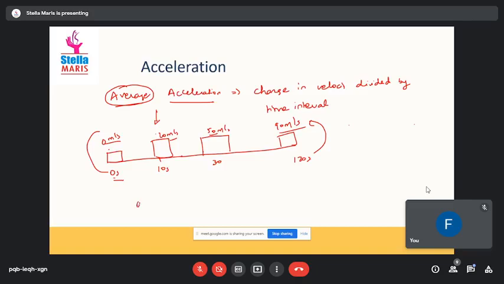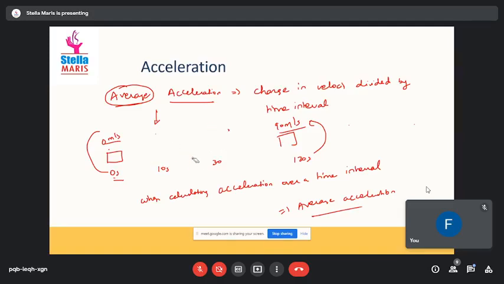You understand this? So what do you mean by average acceleration? When you are calculating acceleration over a time interval, then that acceleration is called what? Average acceleration. Okay, are you clear with this? Yes, sir.